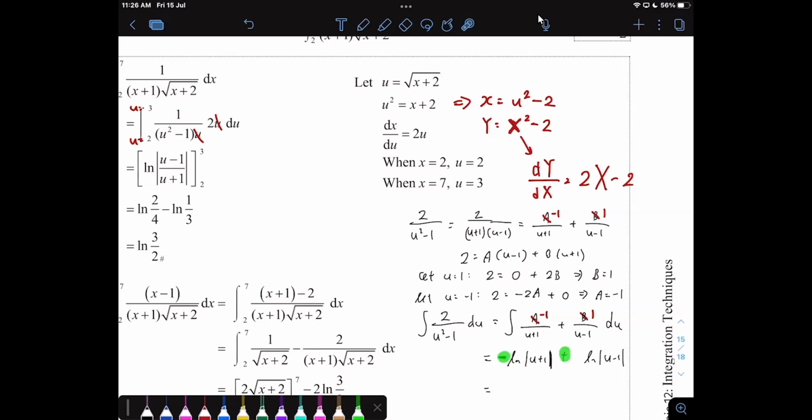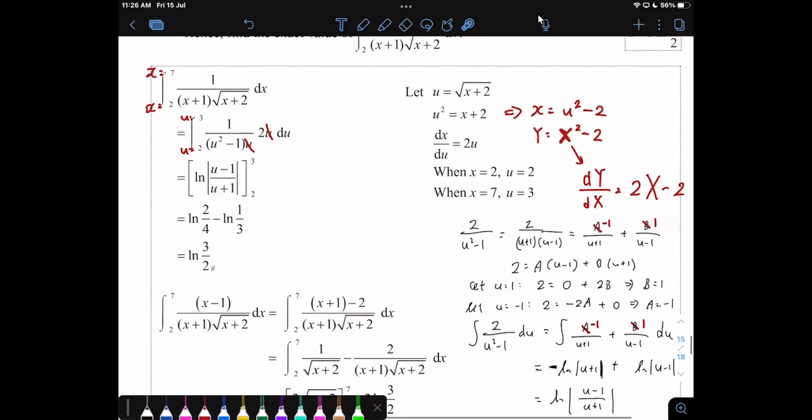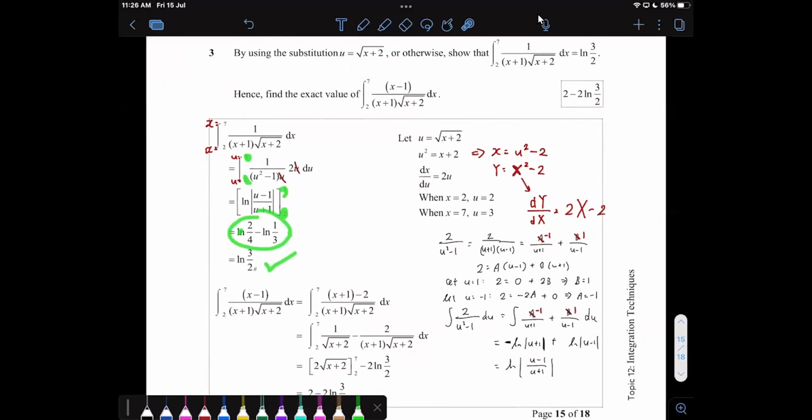Positive here, negative there, so you can combine into a single fraction, ln of modulus u minus 1 on top, u plus 1 below. Okay, that's exactly what they got here. Then after that, you can sub in the limits 3 and 2. So you get ln 2 over 4 minus ln 1 over 3. Simplify, you get ln 3 over 2. Clear? Okay, good. So this one, I'm sure you can calculate it on your own.